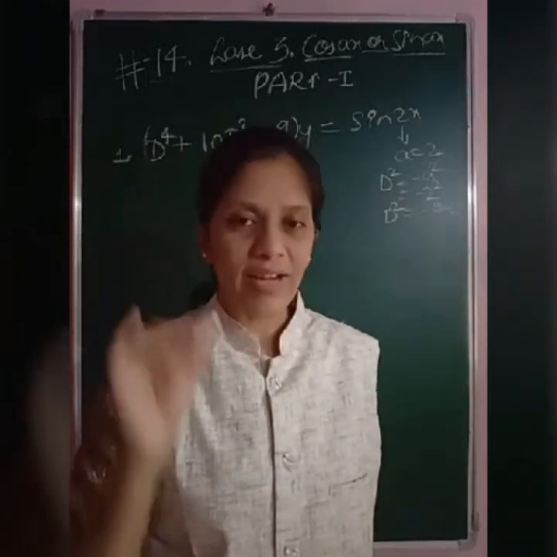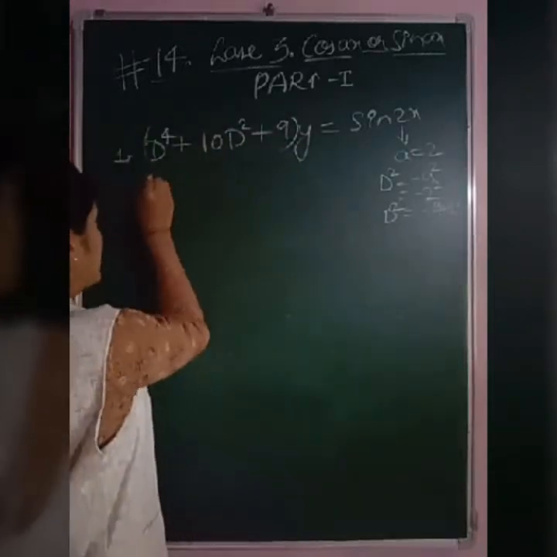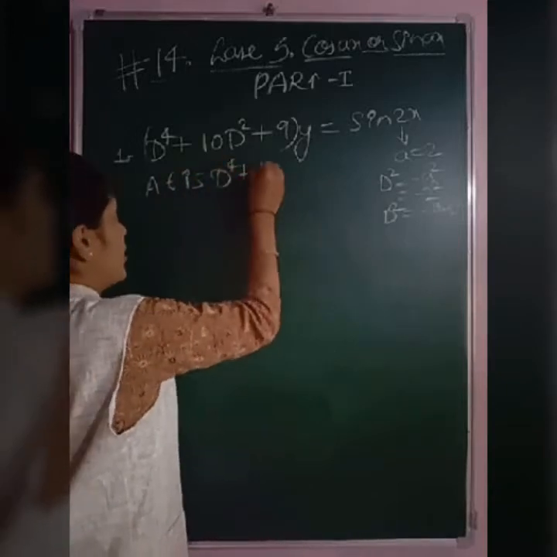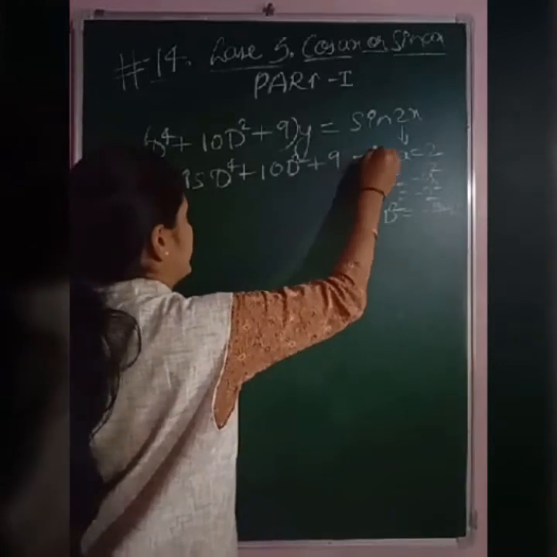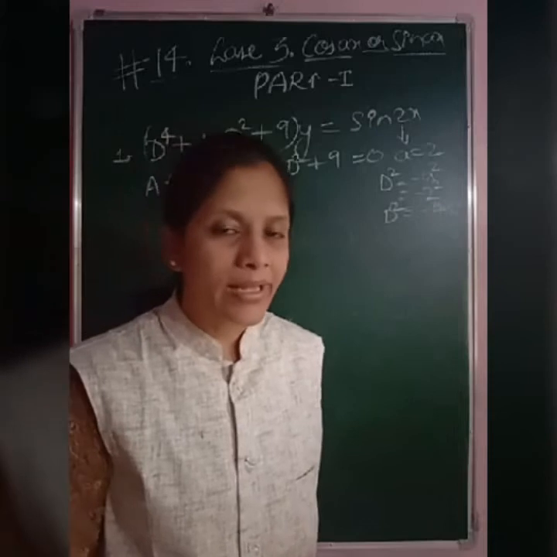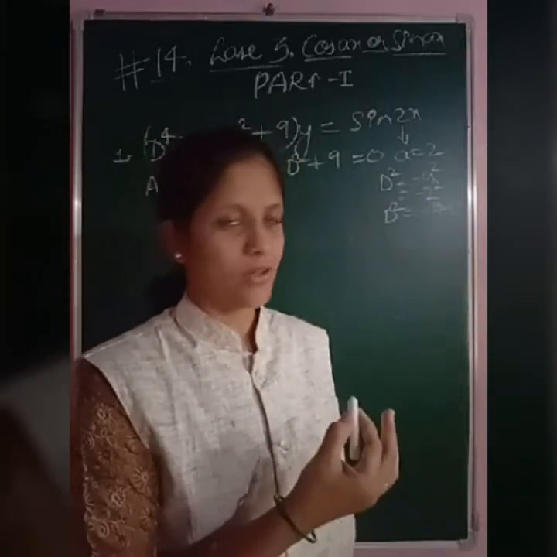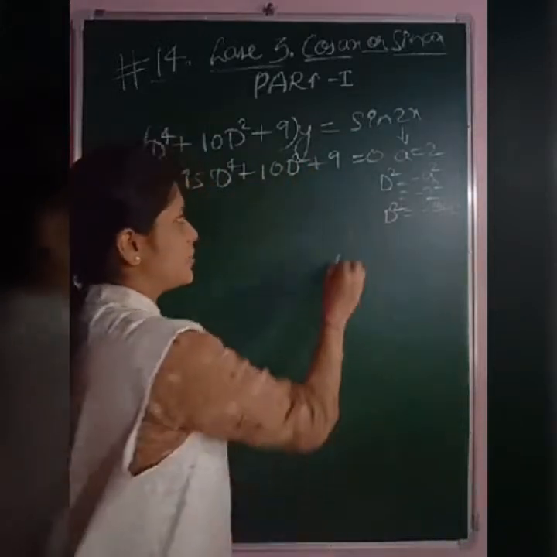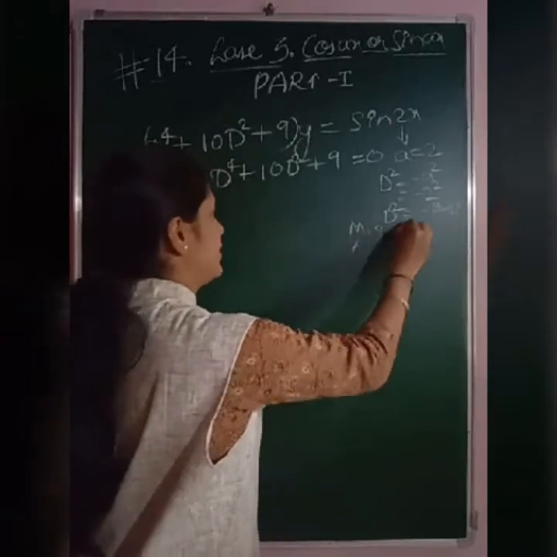So firstly let us find CF. How do we find CF? Consider the auxiliary equation. The auxiliary equation is D raised to 4 plus 10 D square plus 9 equal to 0. This is a quadratic in D square, so same like we solve a quadratic, we can solve this. What are the factors? Multiplication should give us 9, addition should give us 10.